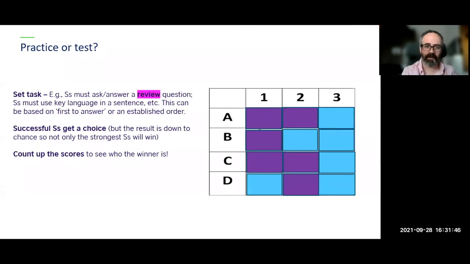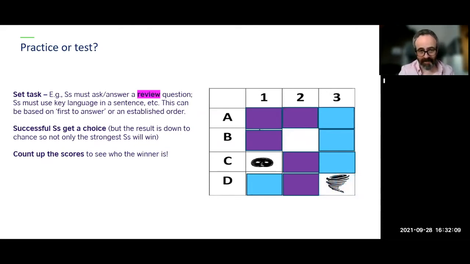So for example, if the first group answered the question, chose A1 or C1, then they would get the robber mask and they could steal 5 points from another group. The next group might choose B2. Unfortunately, they get nothing. They don't lose anything, they don't get anything. The next group might choose D3. Oh no, typhoon. That means they lose all their points.